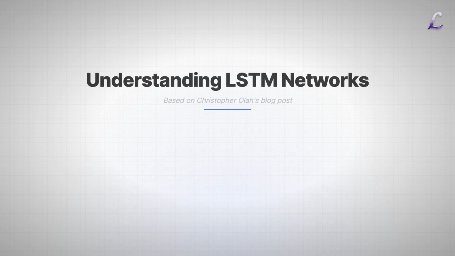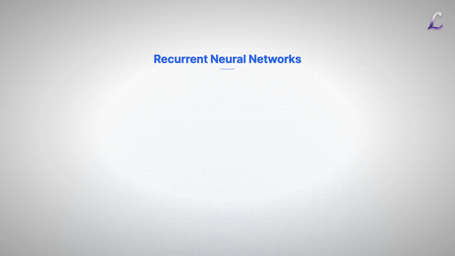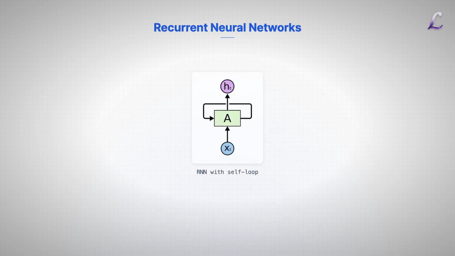When you read a sentence, you don't process each word in isolation. Your understanding of each token is deeply conditioned on everything that came before it. Traditional feed-forward networks have no mechanism for this. Each input is processed independently, with no persistent state.